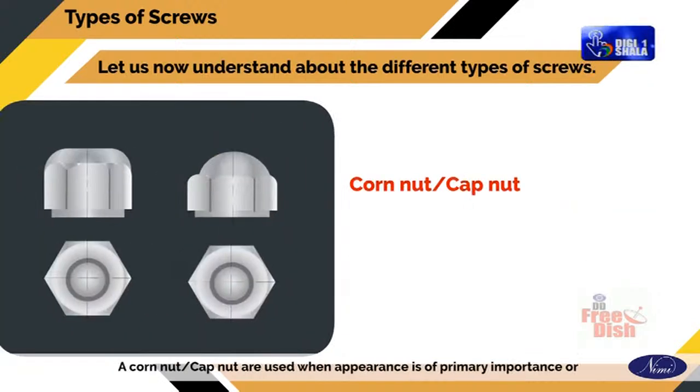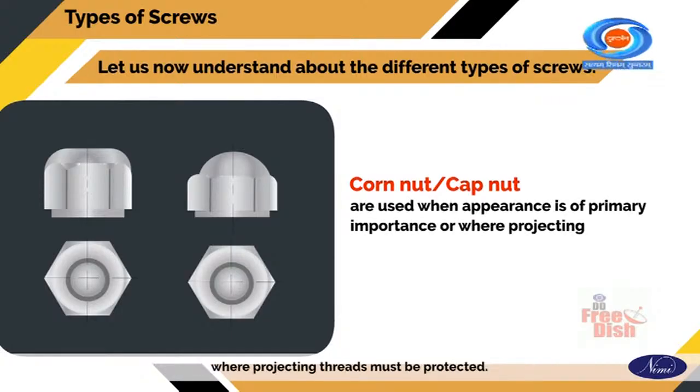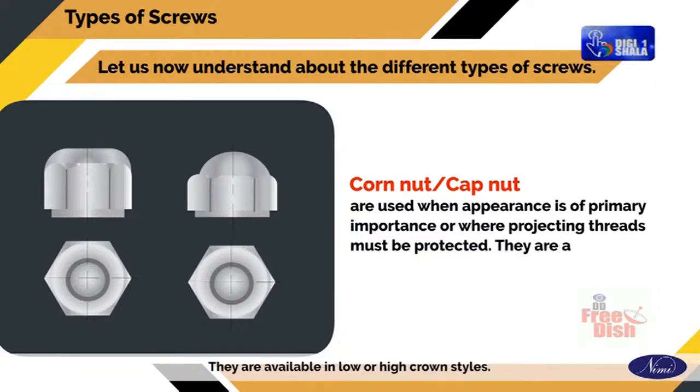A corn nut or cap nut is used when appearance is of primary importance or where projecting threads must be protected. They are available in low or high crown styles.